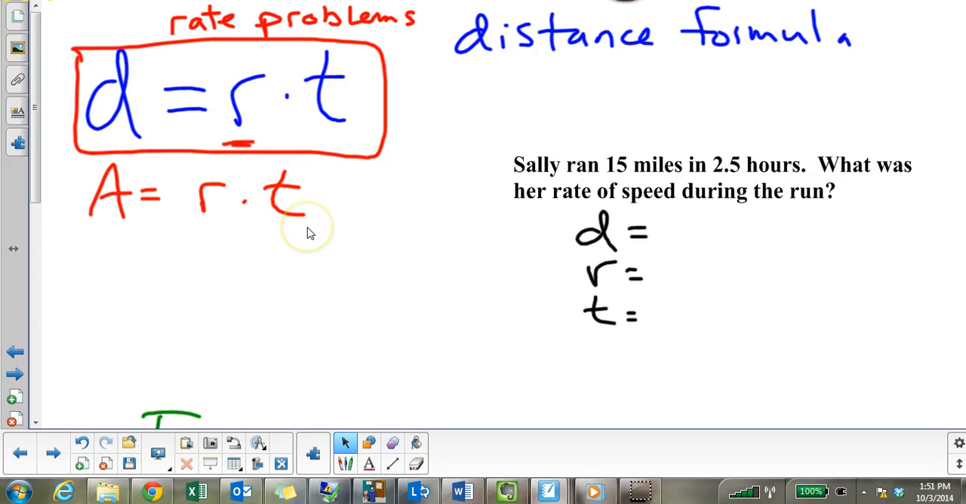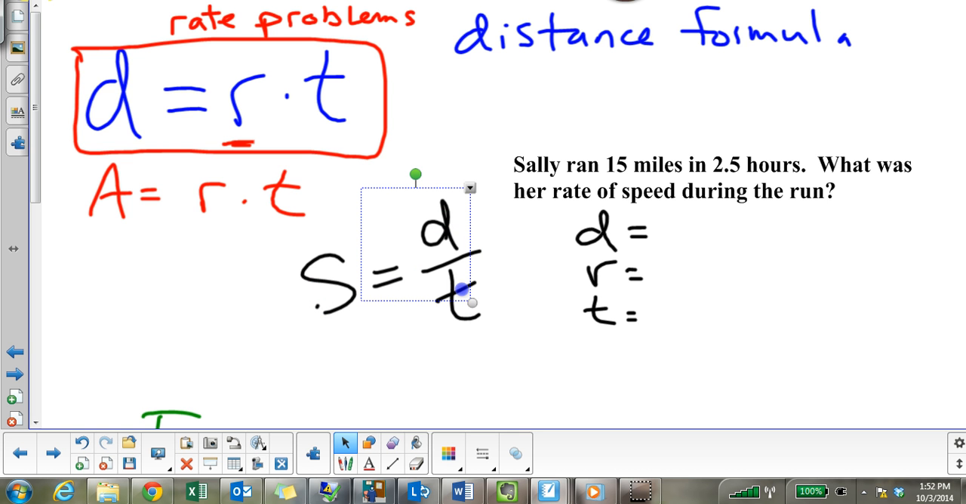In science, they use s equals d over t. But that's really the same formula as this one up here, distance equals rate times time, if you divide. The rate they're talking about in science is a rate of speed, so they can use s. All right, so here's a sample question that we might use. Sally ran 15 miles in 2.5 hours. What's her rate of speed during the run?